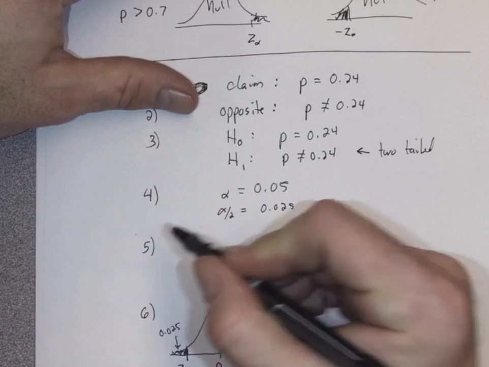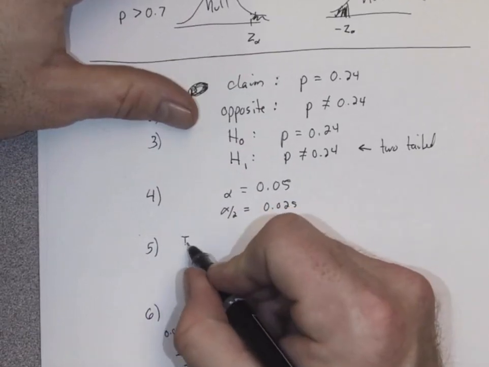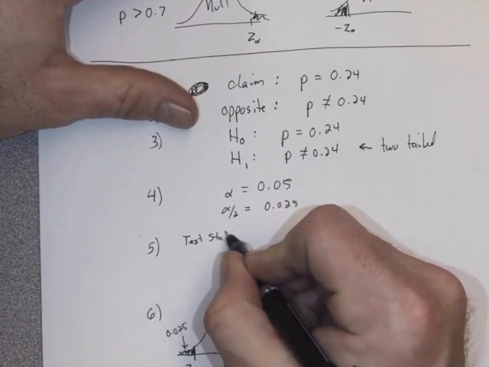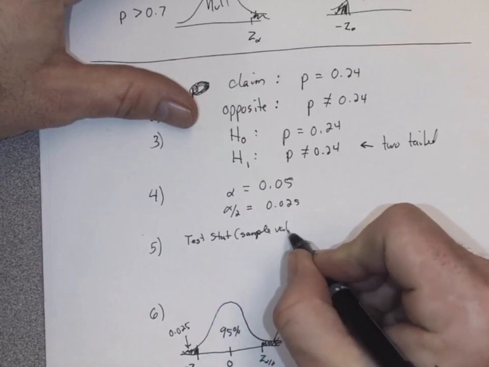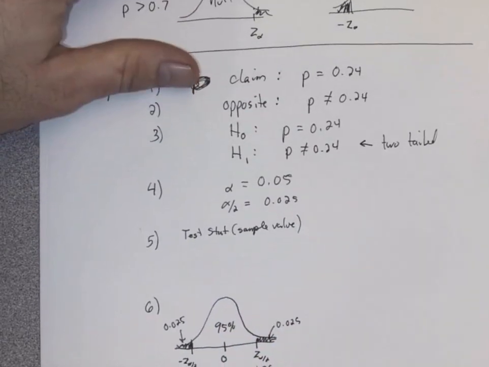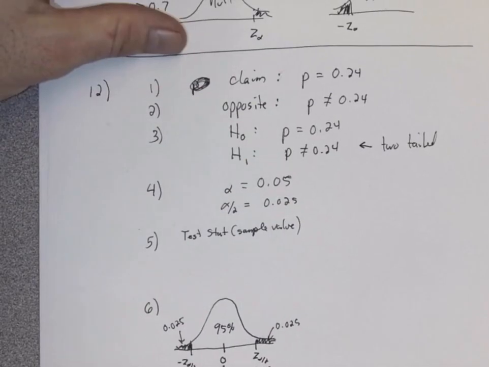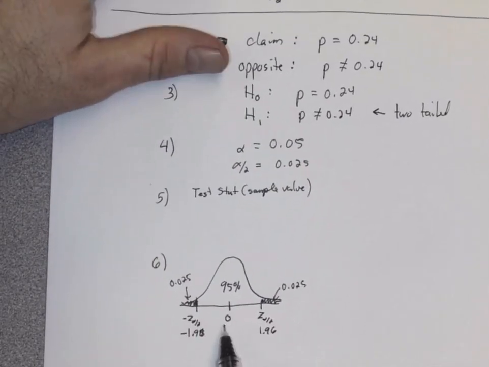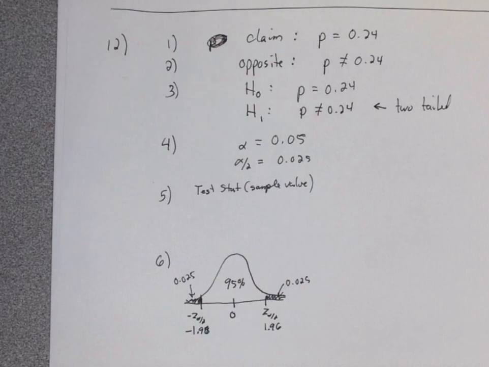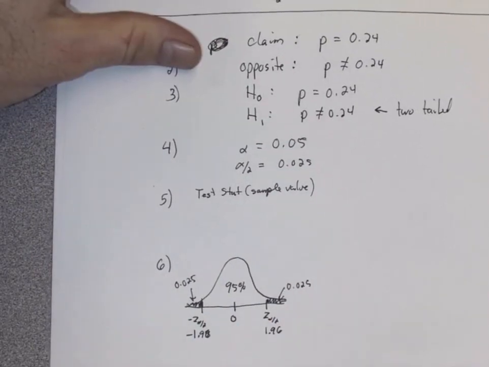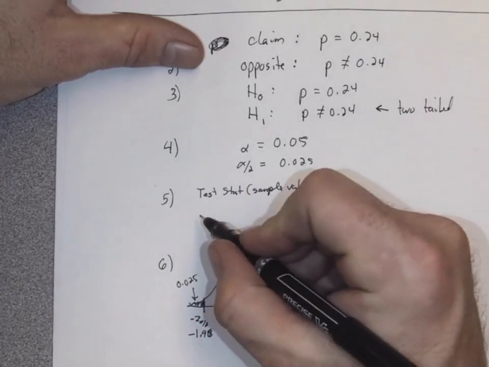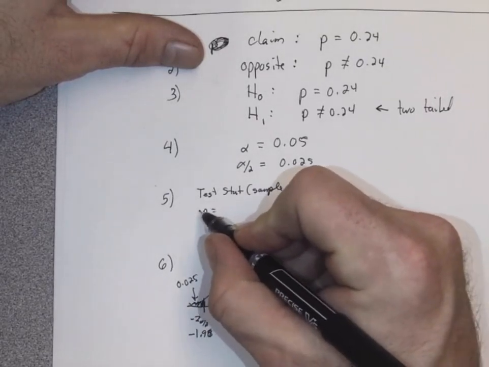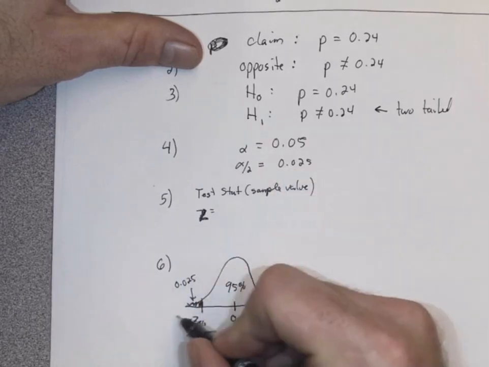All right, number 5 says here we're going to do our test statistic. Well, our test statistic comes from the sample, so this will be our sample value. I want to know, 0 represents your claim, so this 0 here represents your 24%. I want to know where that 27% lies on this curve, on this bell. So what I need to do is find how 27% relates to the 0. Our test statistic is z, because these are z-scores.